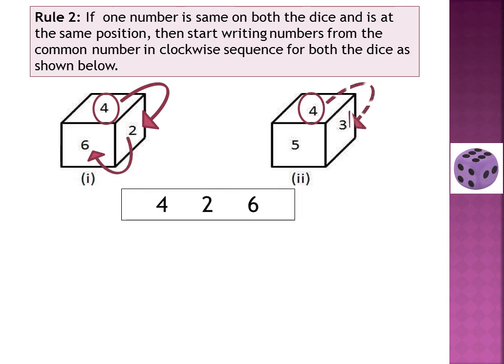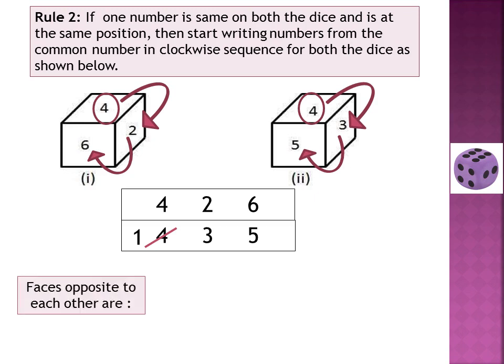In the second dice, numbers in the sequence are 4, 3 and 5. So let us write down below the previous numbers 4, 3 and 5. Then cut the common digit and write the missing one. So here 1 is the missing, so we have written 1. Thus, faces opposite to each other are 4 opposite to 1, 2 opposite to 3 and 6 opposite to 5.